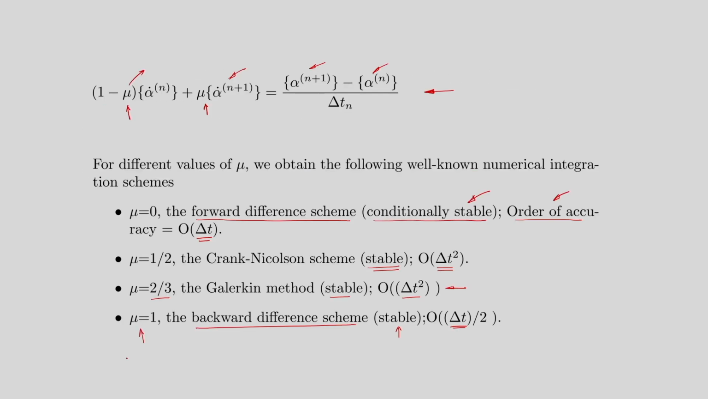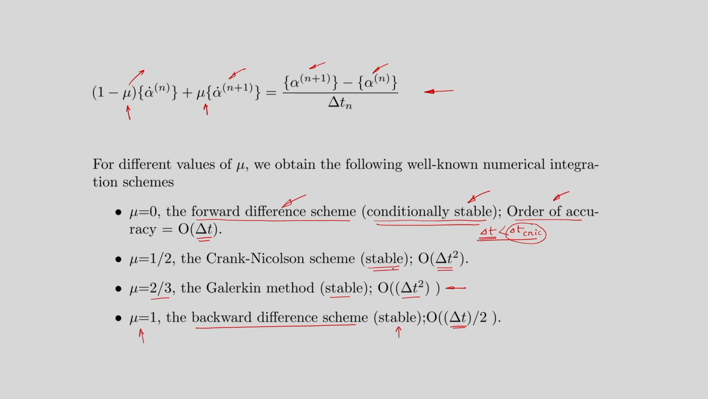So, let me go back. As you see here, the forward difference scheme is conditionally stable. It means there is a limit on delta t. We say delta t should be less than delta t critical, and this delta t critical can be obtained in terms of the largest eigenvalue of the problem at hand. I will not go into that detail, but keep in mind that for a conditionally stable scheme you cannot increase delta t as much as you want. You have to keep delta t smaller than delta t critical.